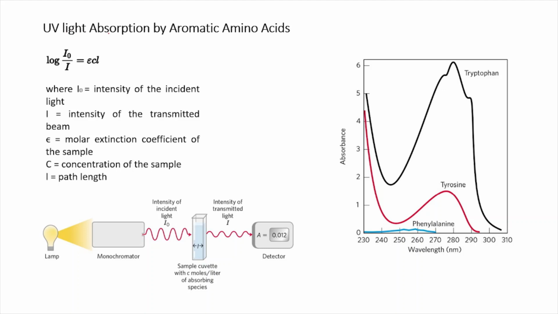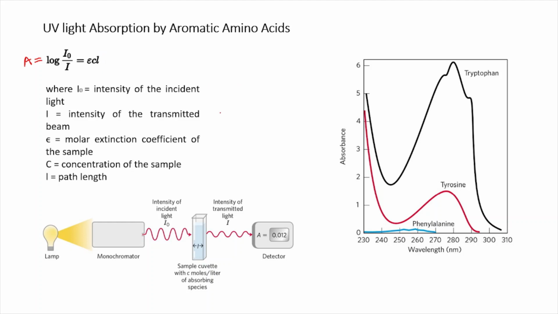Now we come to the UV light absorption by some aromatic amino acids. But first, let us talk about the Beer-Lambert law. In the Beer-Lambert law, we have the formula A equals log I naught by I equals epsilon C l, where A is the absorbance, I naught is the intensity of the incident light, I is the intensity of the transmitted beam, epsilon is the molar extinction coefficient, C is the concentration of the sample, and l is the path length.